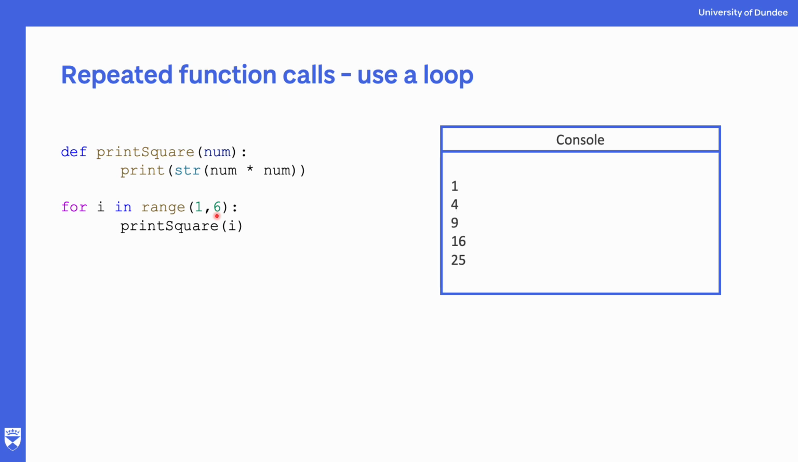So that means I'm going to calculate the squares of 1, 2, 3, 4, and 5. So again, same thing. I'm calling print square. I'm using the function print square over and over again, but with a different number in each time.